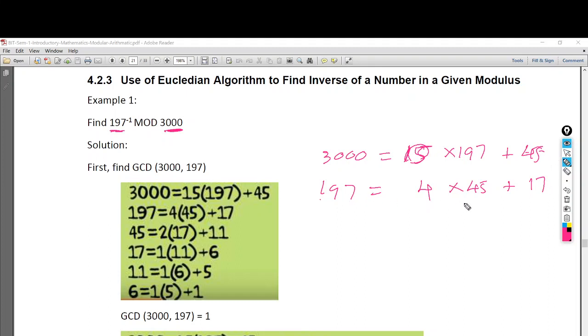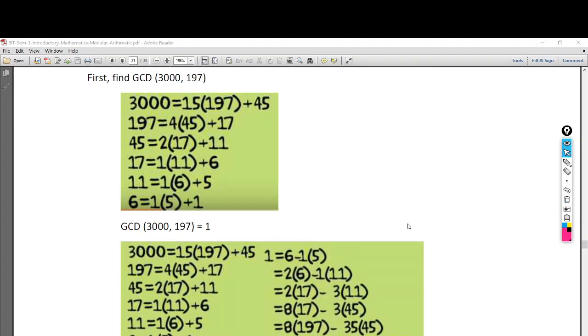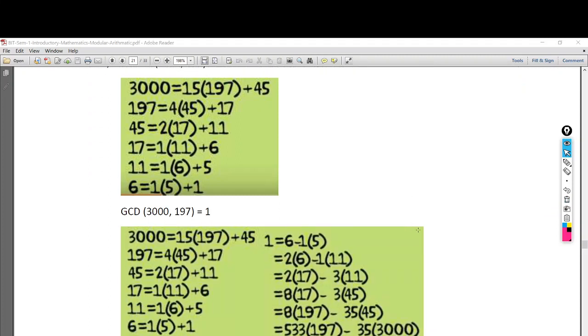Then you take this 45 and say how many 17s are there. This is the GCD algorithm we have already discussed. That is 2, and you add another 11. You keep doing that until you get to 0. Then you are done. That is how we find the GCD. Then we have to do another thing.